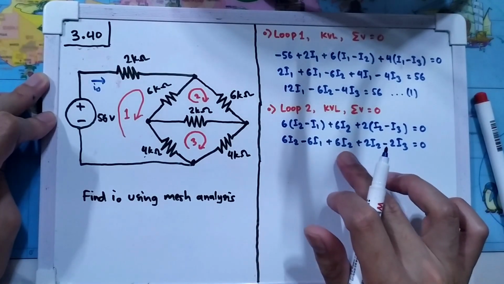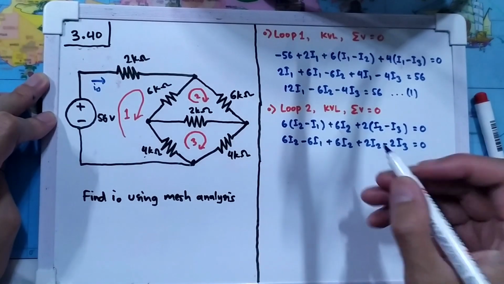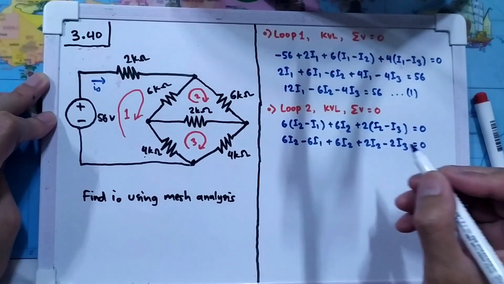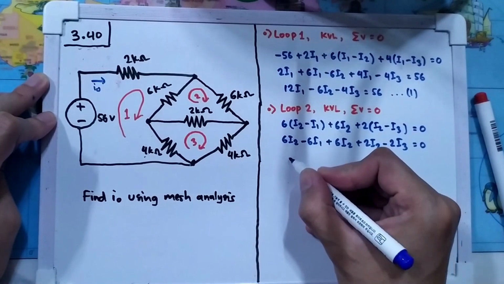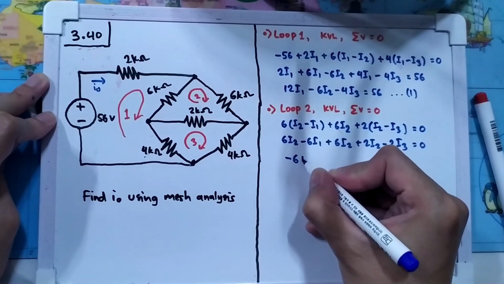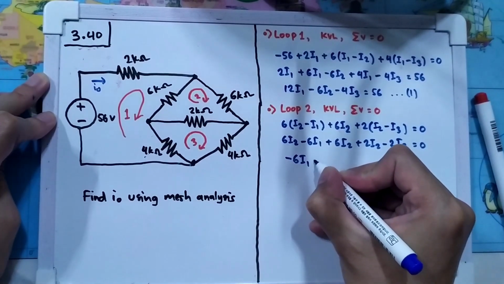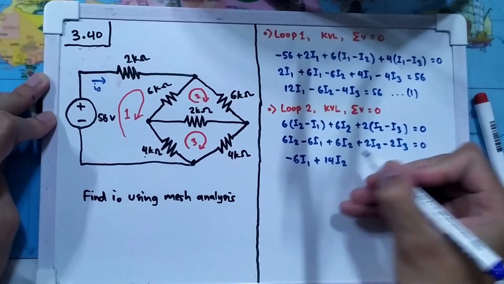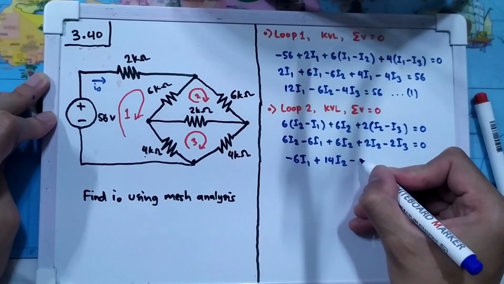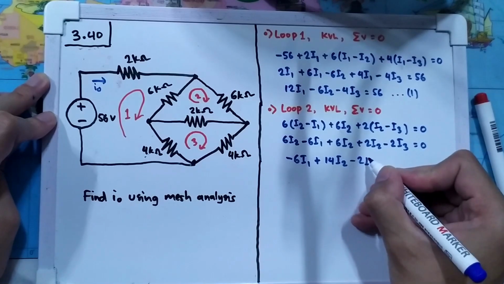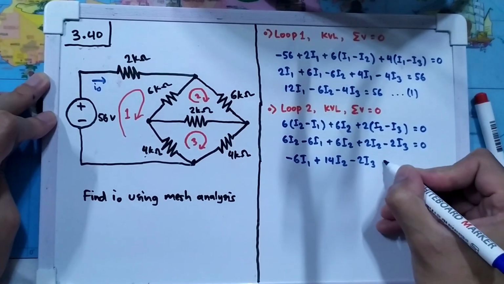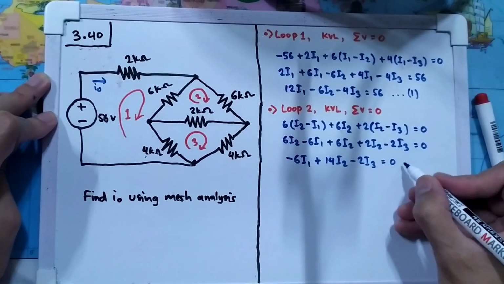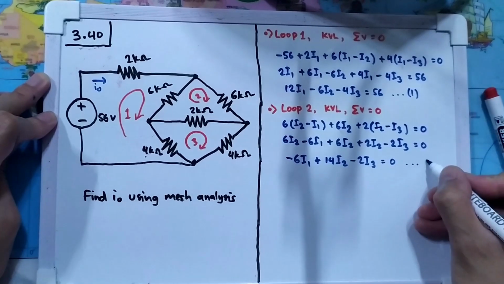And this one is 12 plus 2, it's 14. Okay, so I will have minus 6I1 plus 14I2 minus 2I3, and that will equal to 0. Let's save this as equation number 2.